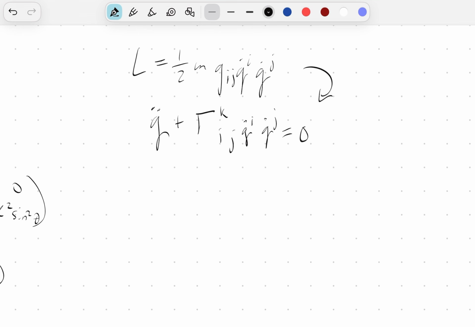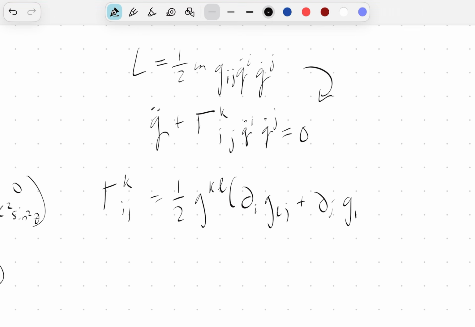And the Christoffel symbols are actually given by the metric itself. So we'd have Gamma^k_ij equivalent to 1/2 g^kl with the partial with respect to i of g_lj plus the partial with respect to j of g_il, and then minus the partial with respect to l of g_ij.